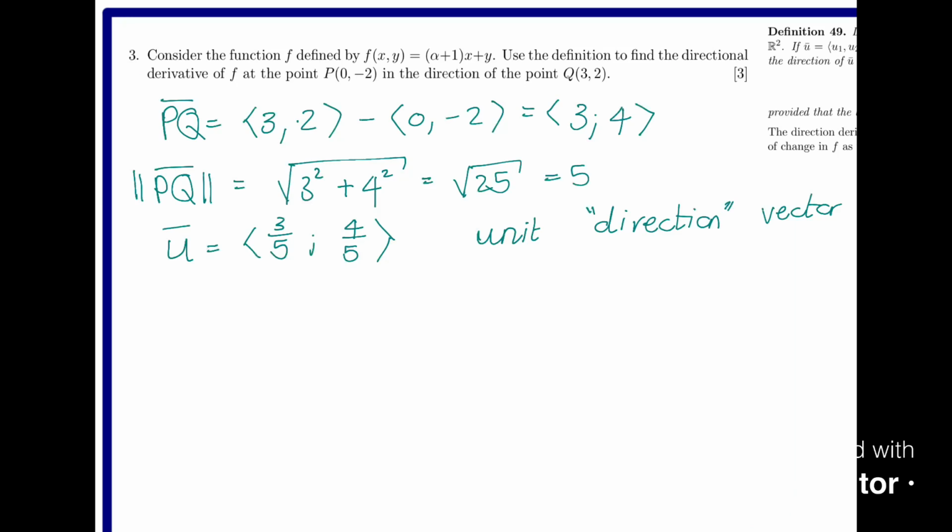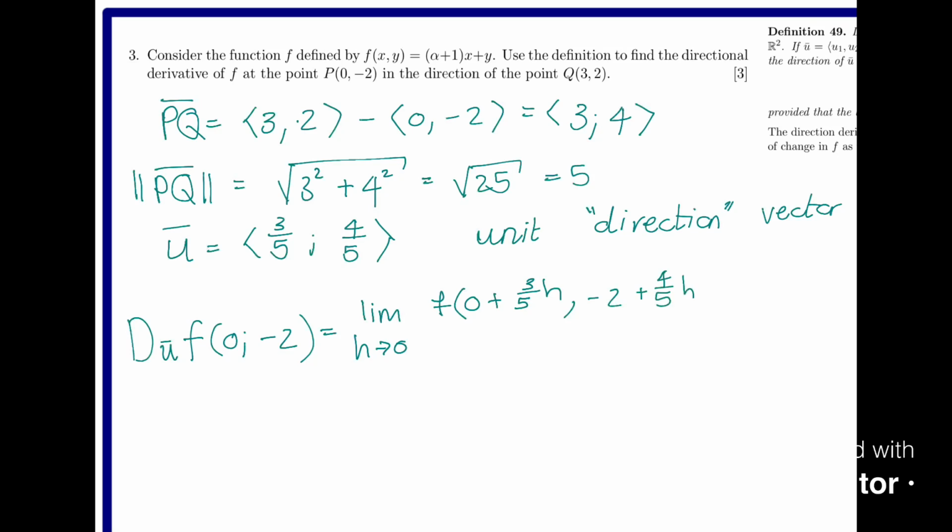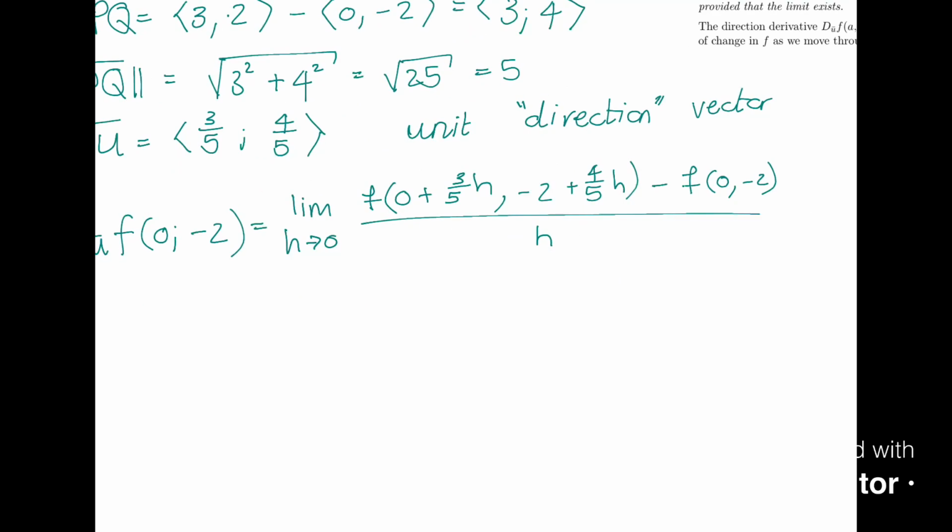Now we can apply the definition of a directional derivative, which tells us that D sub u of f at the point (0, -2) is equal to the limit as h approaches 0 of f(0 + 3/5 h, -2 + 4/5 h) minus the function at the point (0, -2), over h. Now we're just going to substitute in. I know the function has an alpha in it. I'm just going to leave the alpha. For your specific one, you can substitute in your alpha value. It's just going to be a constant.